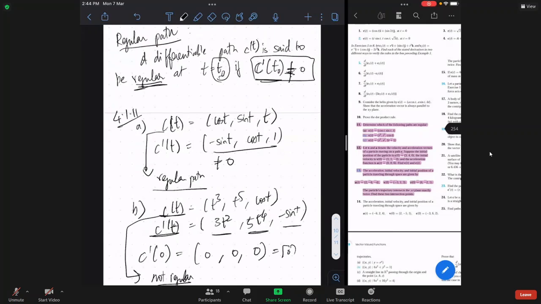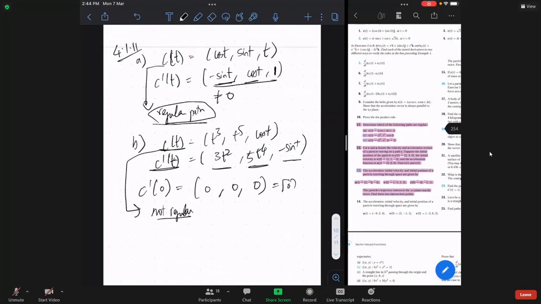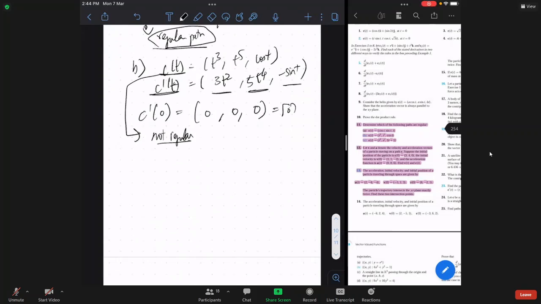If you take the a path, I can substitute pi, I can substitute anything, but there is always this one constant here as the third coordinate, which will never make it a 0 vector. Because of that, I can clearly say that it's a regular path. I leave it to you guys. You can try it out.